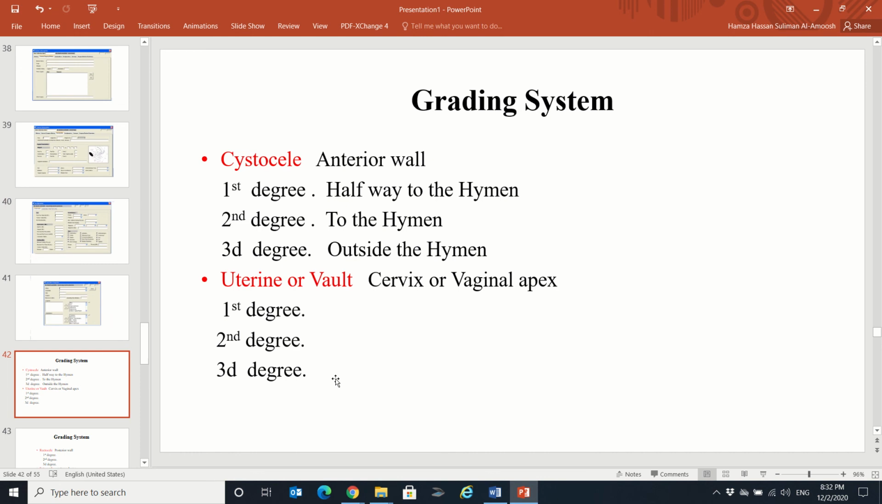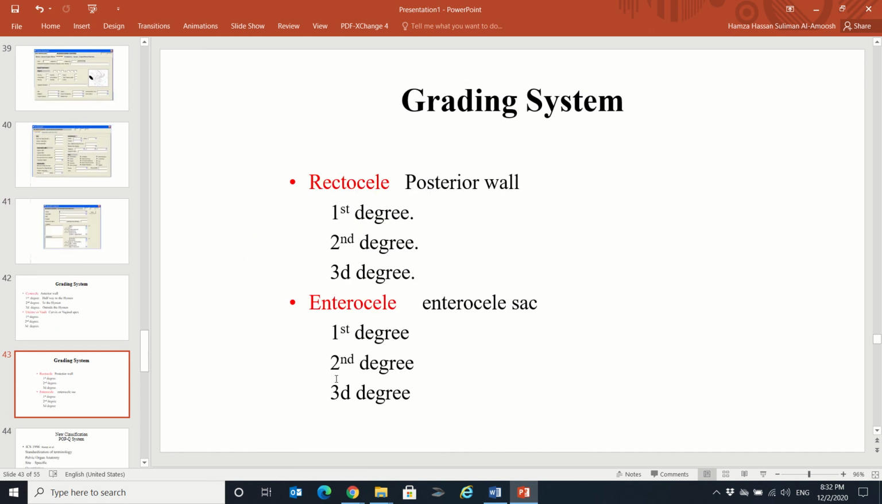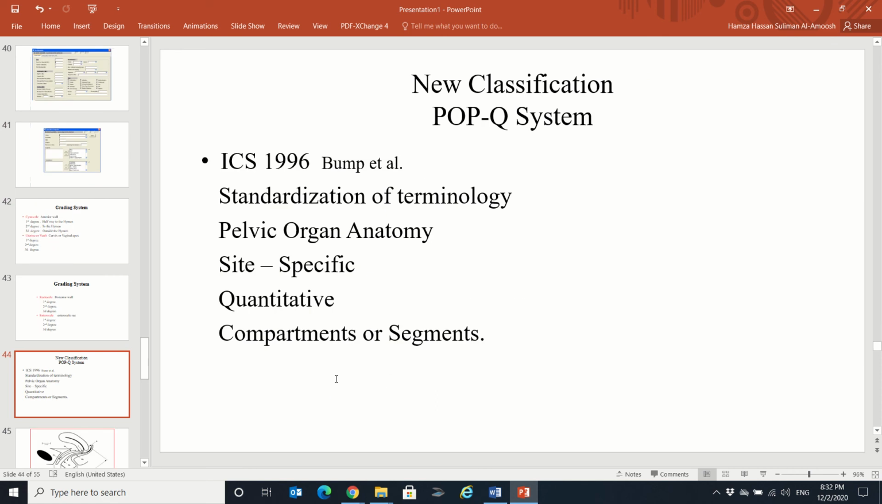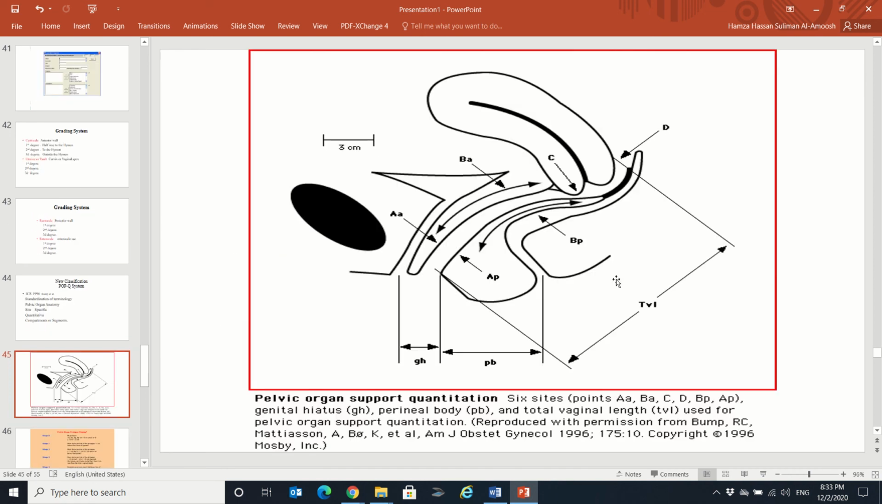Grading system, as we said, first degree, second degree, third degree, we explained that. The same applies for rectocele and enterocele. Now we'll talk about something called POPQ, which is basically a system to classify or quantify the prolapse by numbers, so it gives a more accurate description of the prolapse. If we look at the picture here, we have the vagina, cervix, uterus, the bladder, and the rectum here.